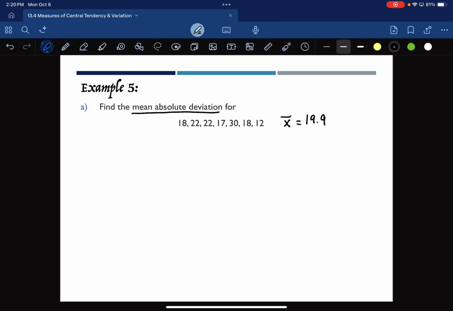So to find the mean absolute deviation, which we will abbreviate as MAD, we are going to take each value, which I'm going to call X, and we're going to subtract the mean. And when I do it, I really don't care if it's positive or negative. Hence, absolute, right? It's the absolute values. So I'm going to find the absolute value of the difference. So I'm going to write all these values down. I'm just going to write them in the order I was given. You can write them in numerical order, smallest to largest if you wish.